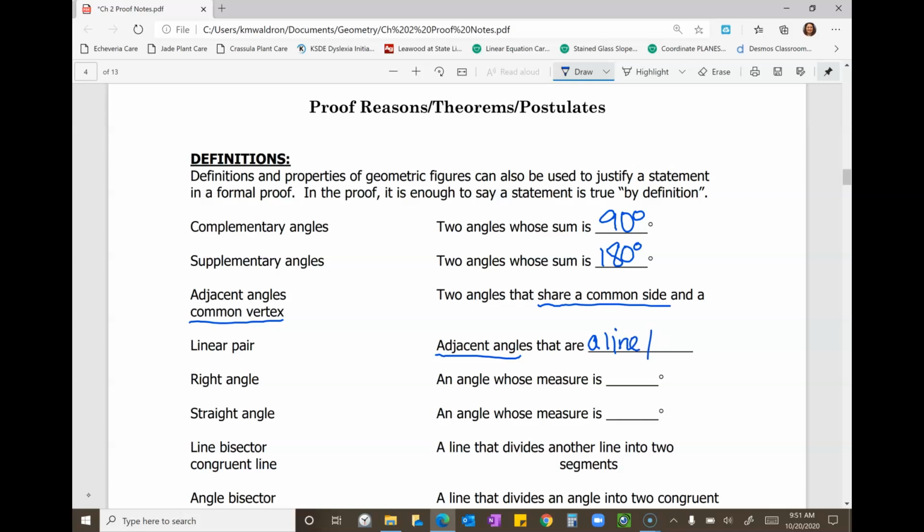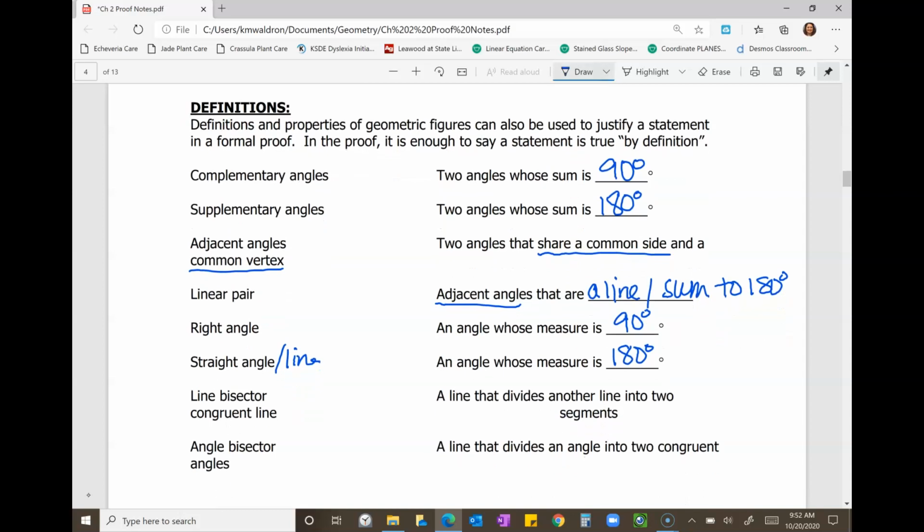or they sum to 180 degrees. A right angle is an angle that measures exactly 90. A straight angle is an angle that measures exactly 180 degrees. Straight angle, or you could even interchange that with line. A line bisector, it basically divides it into two congruent segments, and this is two congruent angles.